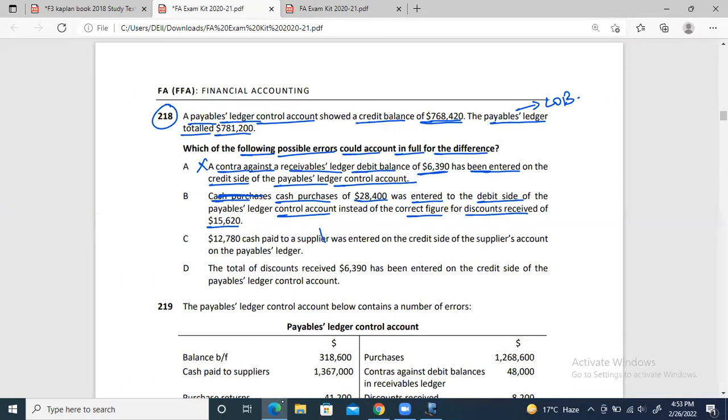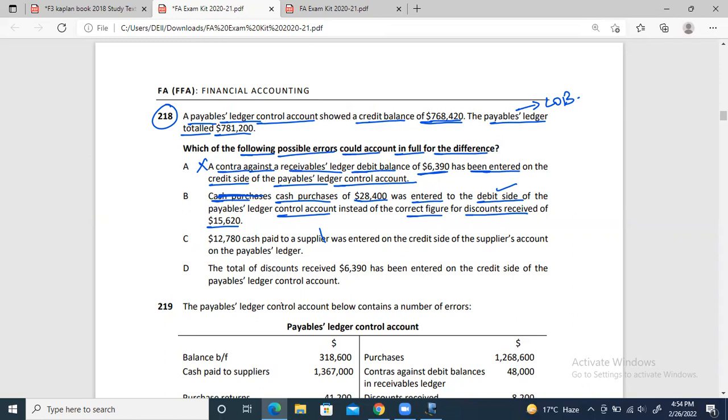And cash purchases of 28,400 were entered on the debit side. So first of all, what we need to do is correct the difference, right? It's written on the debit side, and you know that cash purchases are never entered in the payables control account. Only credit purchases are entered. So this is written on the debit side. First we have to credit it to make it zero, right?